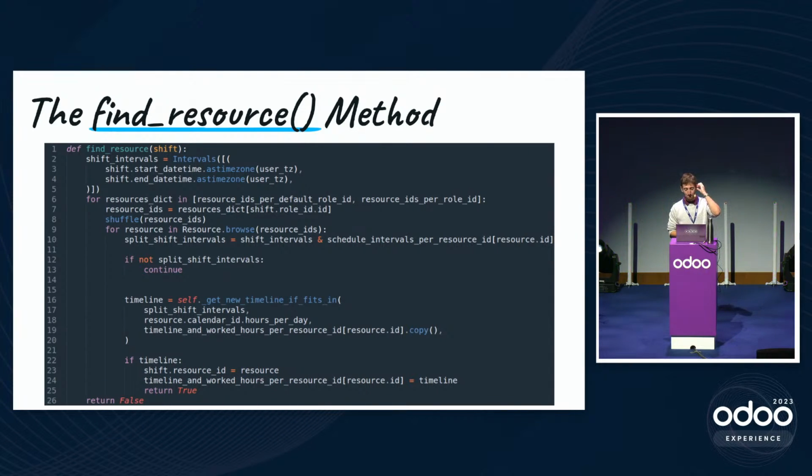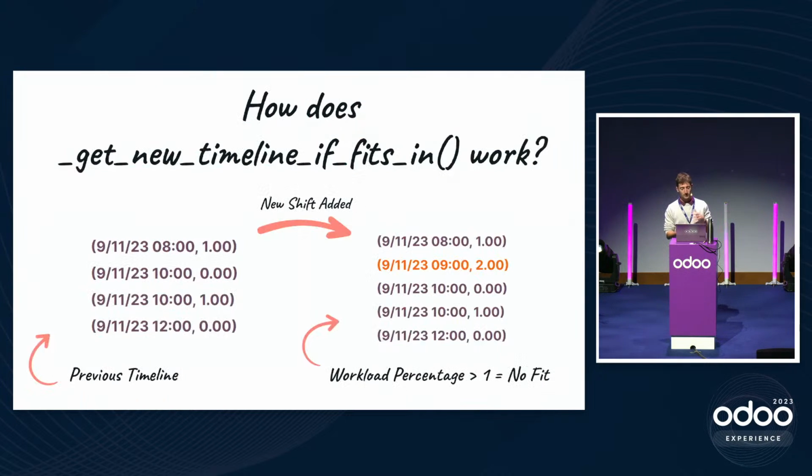Then we call the get new timeline if fits in method, which is another method that we're not going to look at. We pass it the split shift intervals that we've created, the hours per day that the resource should work, which we get from the calendar of the resource, and the timeline of the resource that we computed before. Again, I want to see how the return of this method should look.